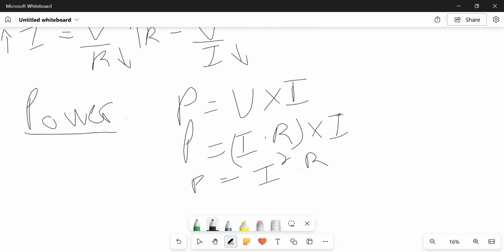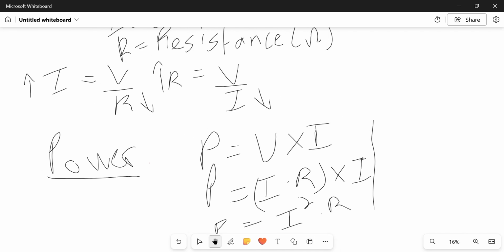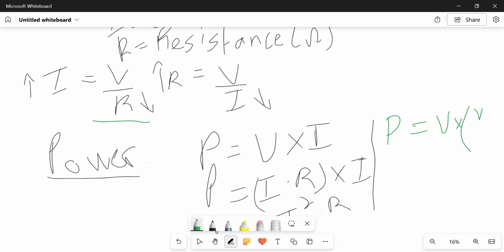Let me draw a line here. You can look at I up here. You can manipulate it as V over R. So power will be equal to voltage times open bracket voltage over resistance, which equals V squared over R. That's all the formulas of power that you can use.